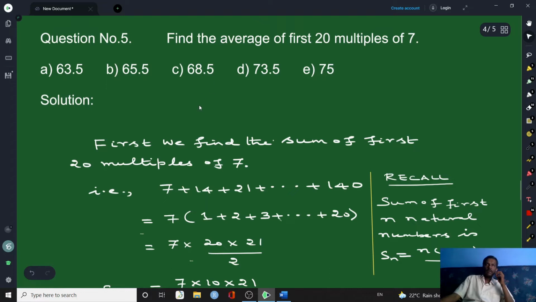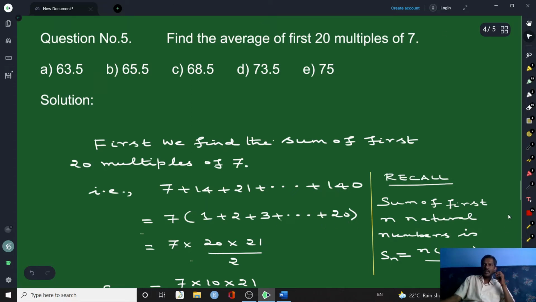Before finding the average, we have to find the sum of the first 20 multiples of 7. That is 7 plus 14 plus 21 up to 140, because 140 is the 20th term. When you look at the sum, each is a multiple of 7, so you can take 7 common in all the numbers. So what you will get is 1 plus 2 plus 3 up to 20.